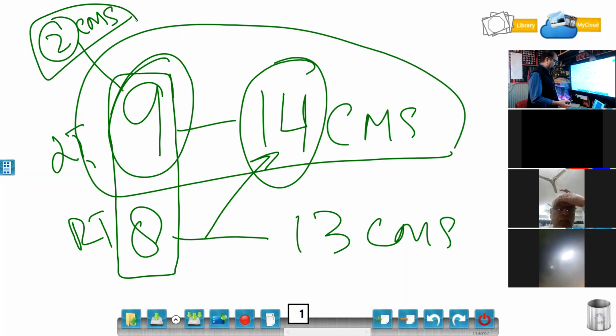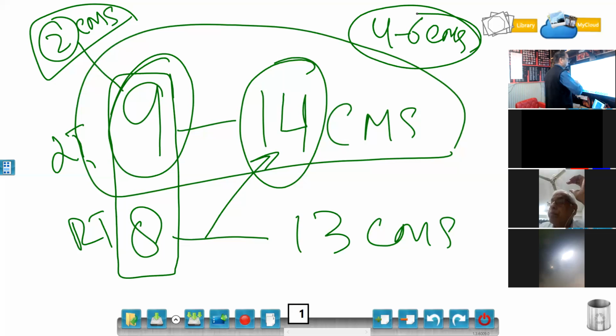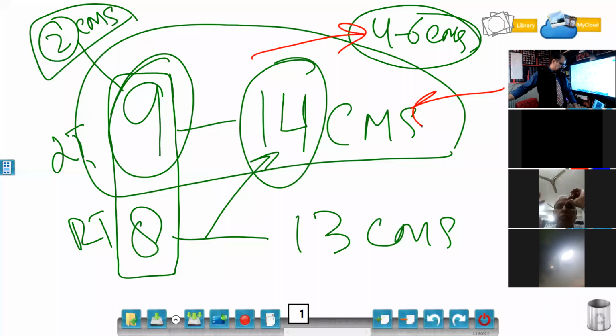Now, how much is the width? Width is about 4 to 6 centimeters. So width is up to 6 centimeters. The depth will be the same; depth and width here are the same. So this is the depth and width, and this is the length of the kidney.